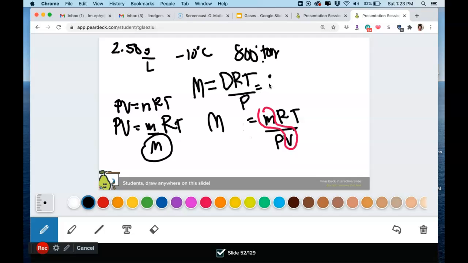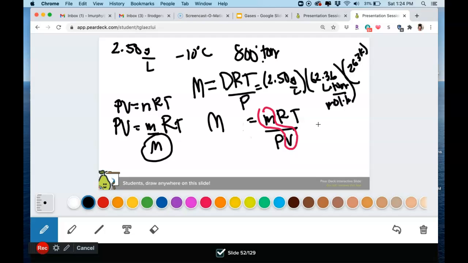So what was the density? 2.50 grams per liter. What is the R constant? We're going to use 62.36 because my pressure is in torr, so liter torr over mole Kelvin. And then my temperature is negative 10, so that's 263 Kelvin, divided by pressure, which is 800 torr.